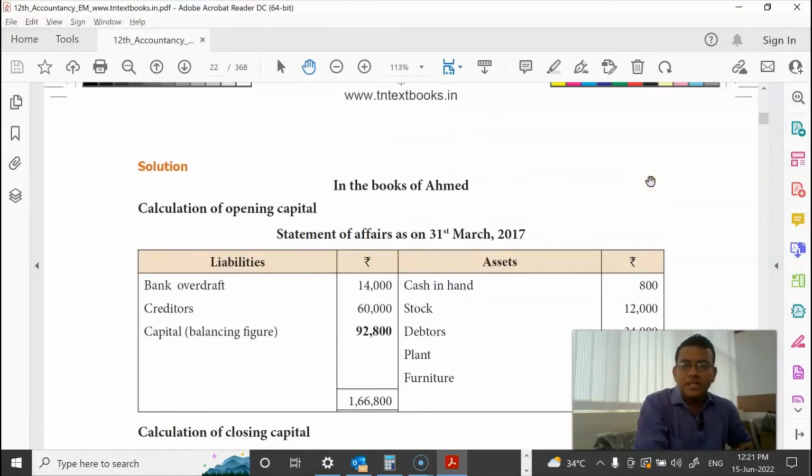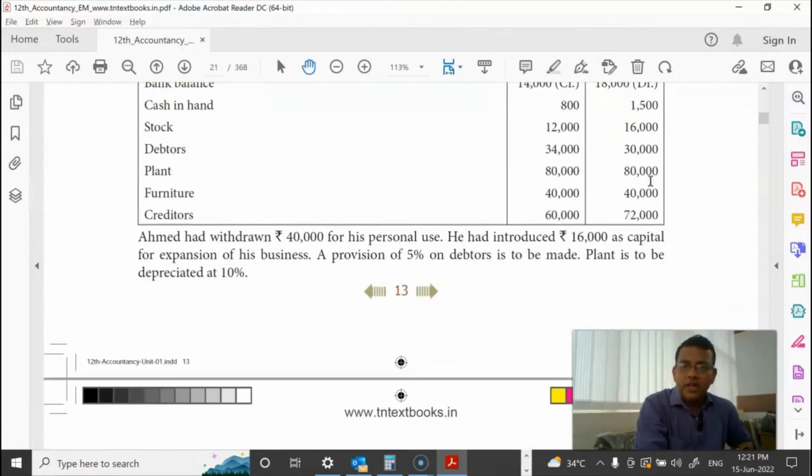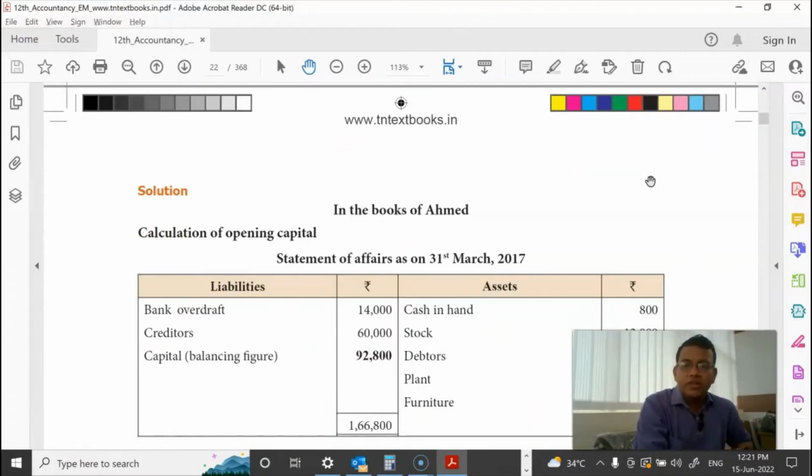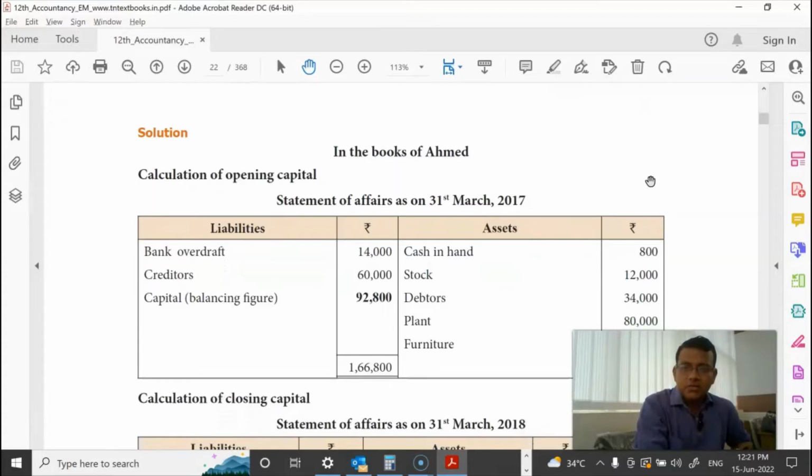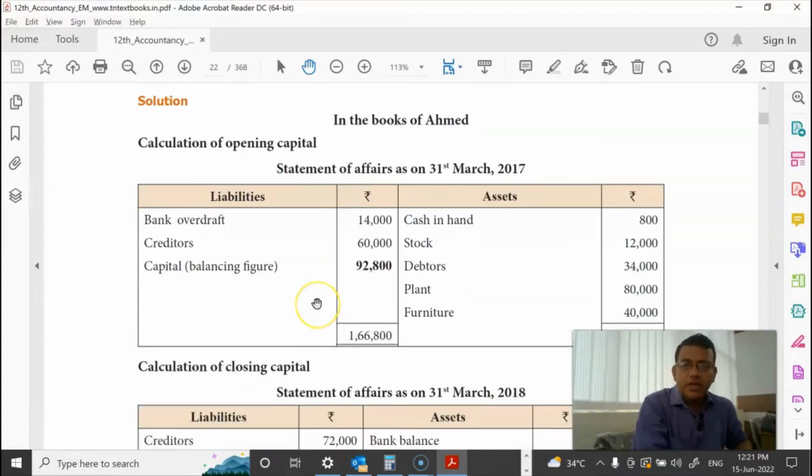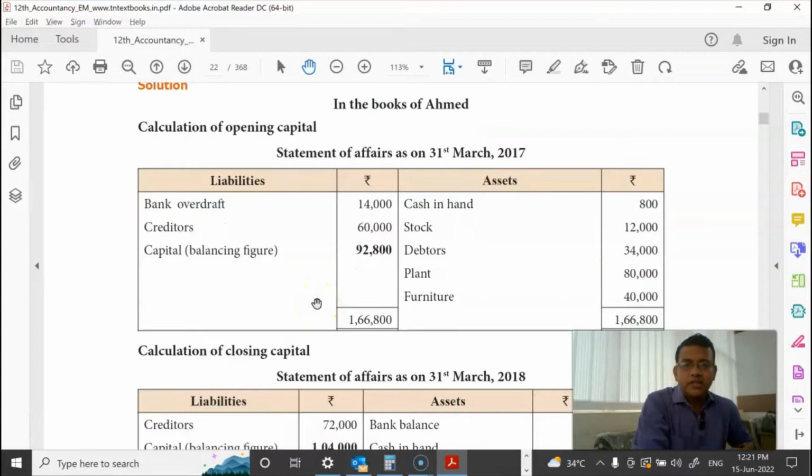So from there you can see we will take 14,000 credit towards the liability side, 14,000, then creditors 60,000, cash in hand 800, stock 12,000, debtors 34,000, and plant 80,000, furniture 40,000. So the total is 1,66,800, and on the liability side it is 14,000 plus 60,000, so 74,000. So 166,800 minus 74,000 is going to be 92,800. This will be the balancing figure or the capital. So this will be termed as the opening capital for this problem.